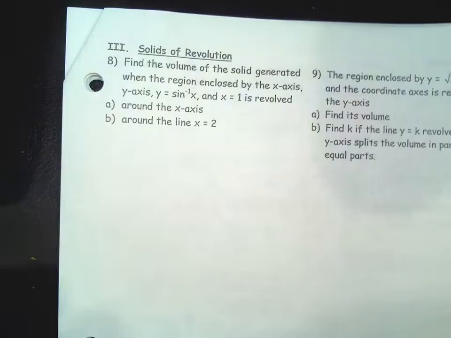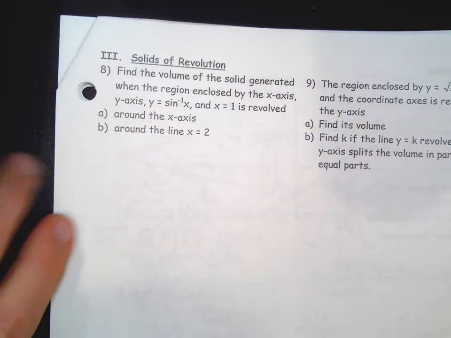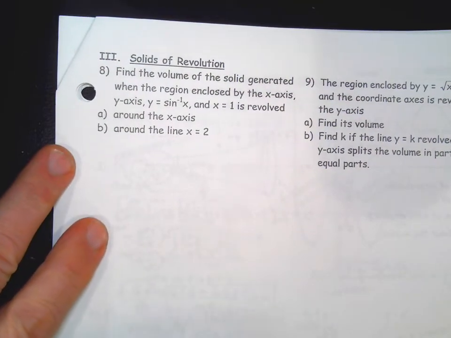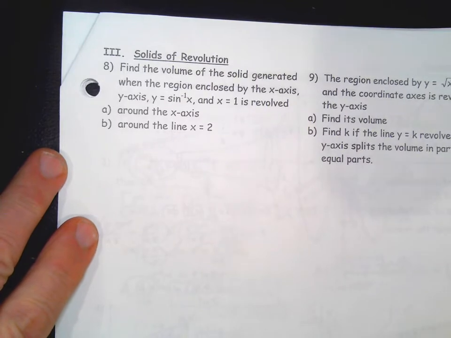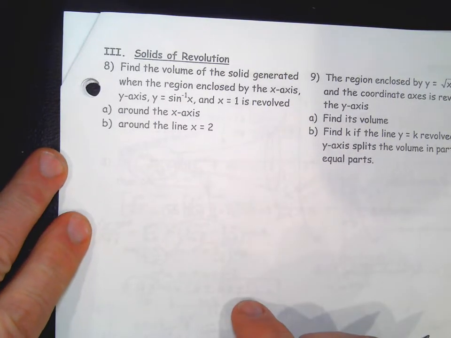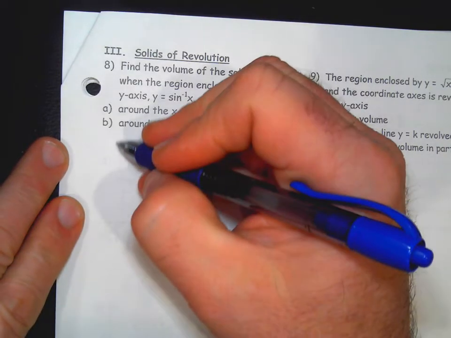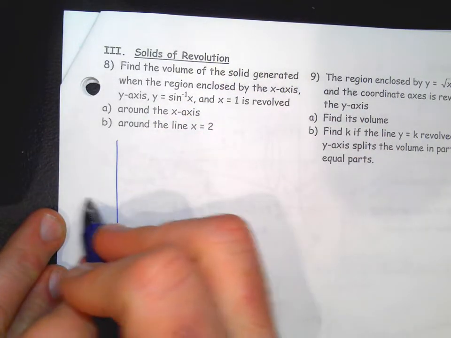Got some solids of revolution. Find the volume of the solid generated when the region enclosed by the x-axis, y-axis, inverse sine, and x equals 1 is revolved around the x-axis or around the line x equals 2. So we've got to sketch this. Do you guys remember what the inverse sine curve looks like?